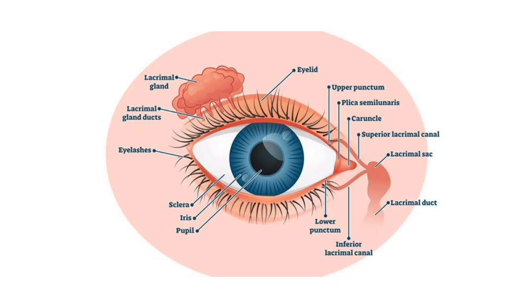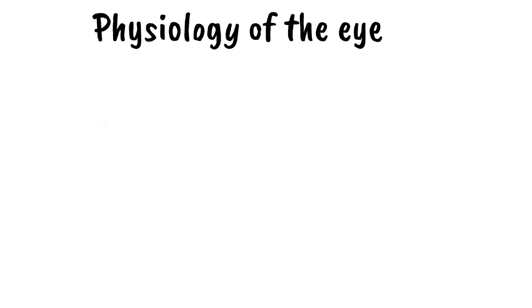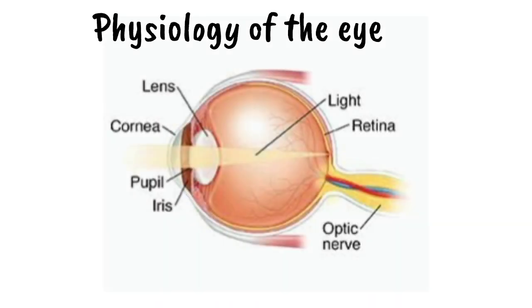Now, finally, let's go into how the eye works, which is the physiology of the eye. Now here is a very basic question. How do you see? So it all starts when light enters the eye. The light passes through the cornea first, which then begins bending the light towards the back of the eye.